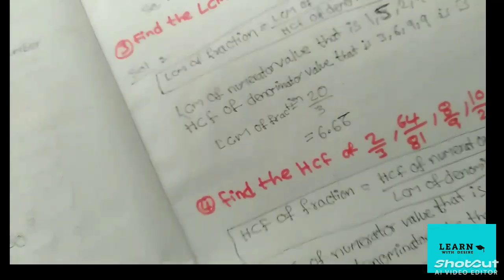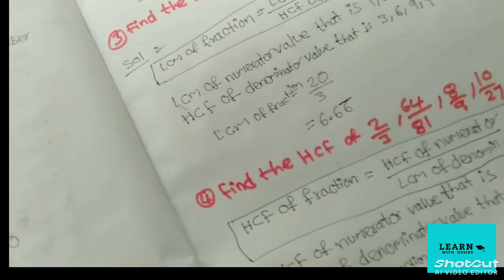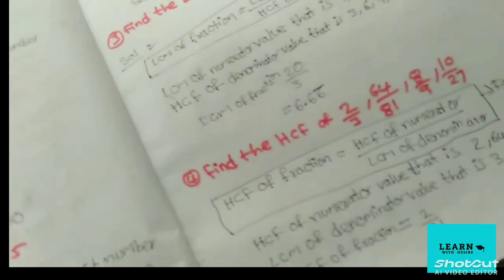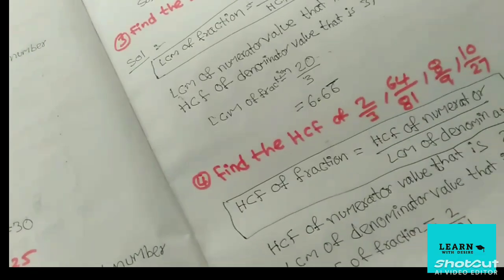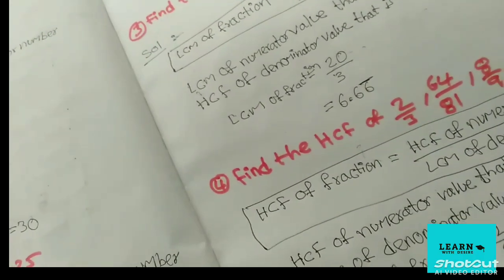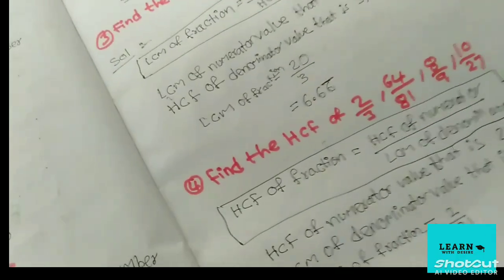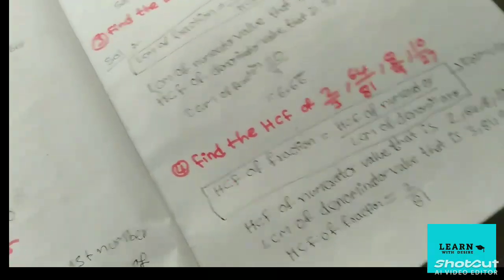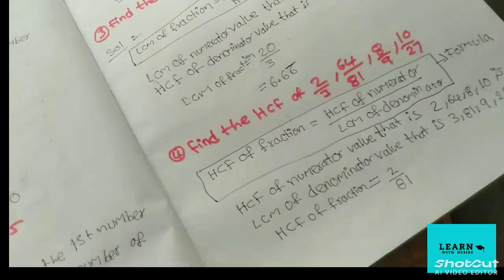Now let us find the LCM of 2 by 3. For finding the LCM of 2 by 3, use the same formula here like this. What you have to find should be in the numerator and the rest in the denominator. In this way you can find the LCM of 2 by 3.